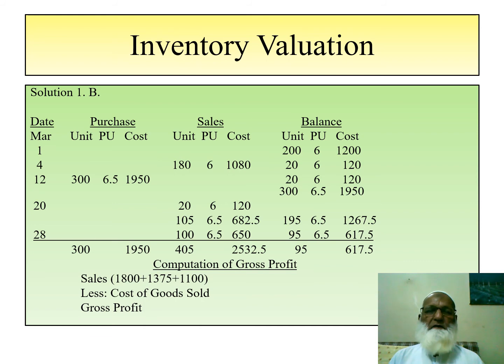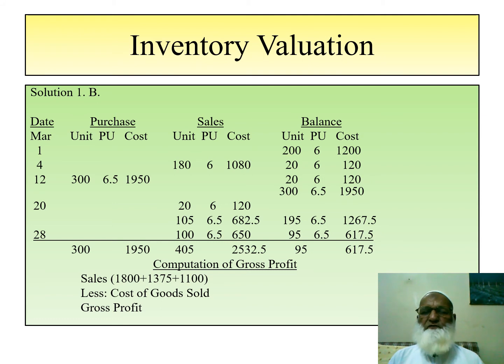And on 20th March we sold 120 units, and it consisted of 20 units from the opening inventory at 6 rupees. 20 multiplied by 6 is 120, and 100 multiplied by 6.5 will give us 650. If we add up, we get the cost of the 120 units, and we are left with 195 units costing 6.5, and 1267.5.